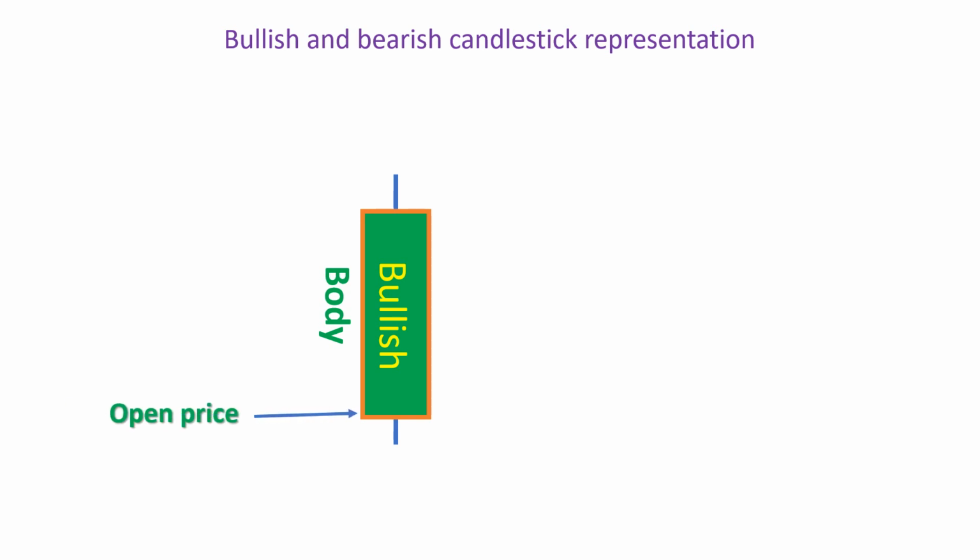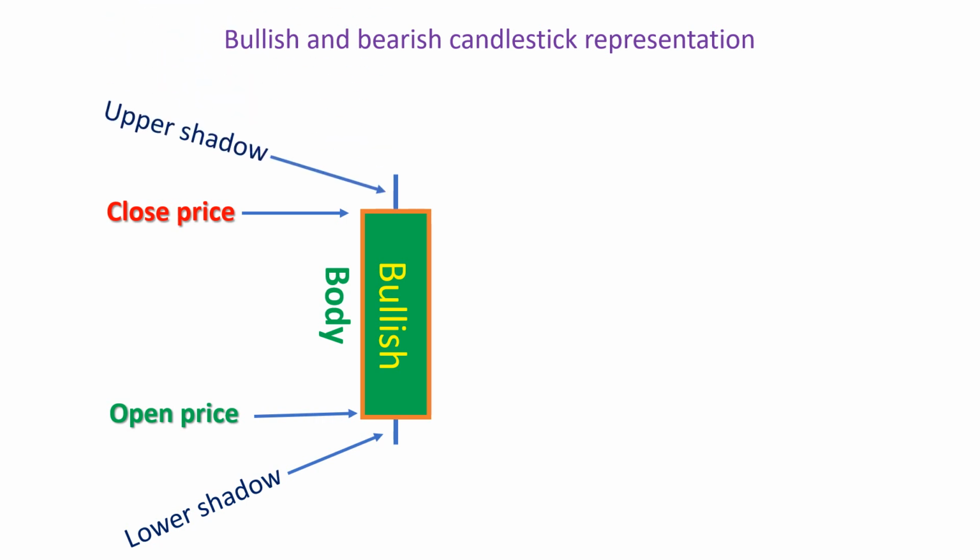This is the open price when the market opens. This is the close price when the market closes. This is the lower shadow, which represents the presence of buyers in the market, and this is the upper shadow. It represents the presence of sellers in the market. And these are the high and the low for the duration of this candle. Since the presence of sellers is very small, the buyers are very strong to push the price higher.